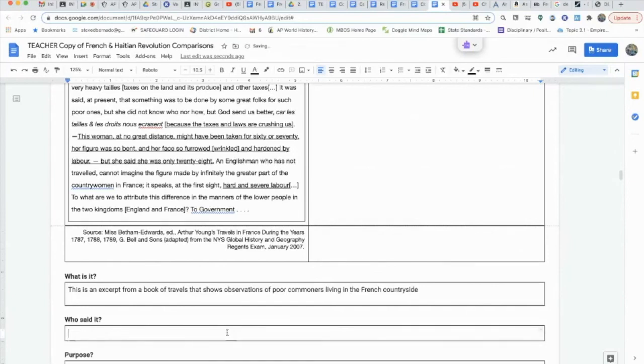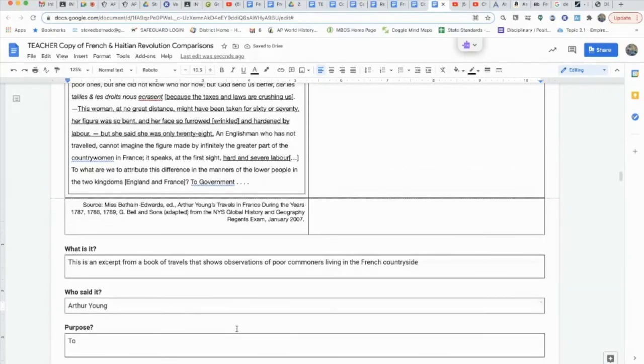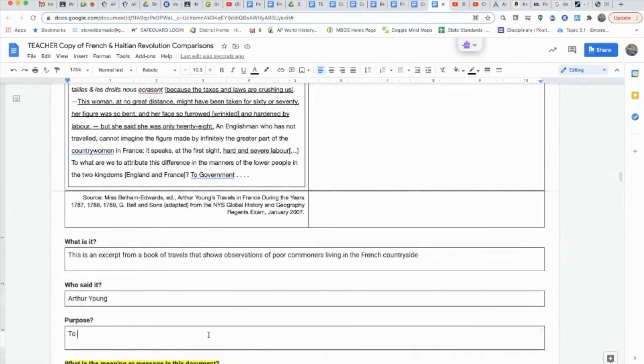Okay? Arthur Young, who said it. The purpose: to inform the reader of the conditions in which the poor French lived in the countryside. And this is to inform the reader as well.